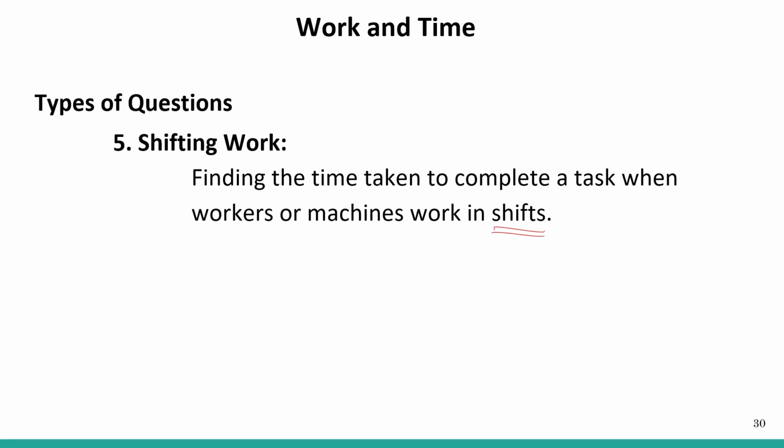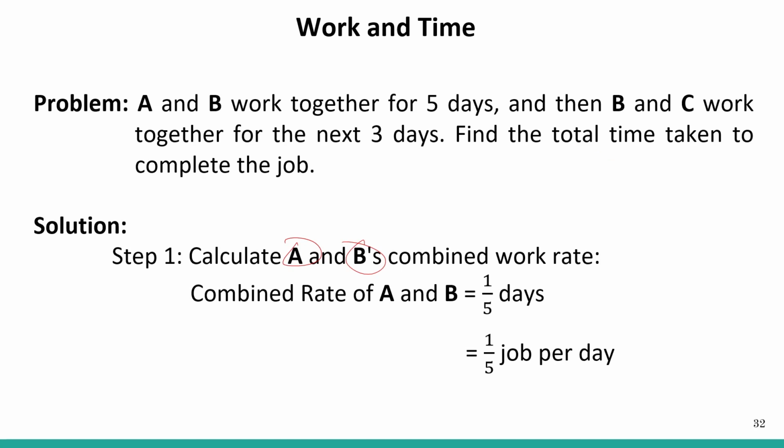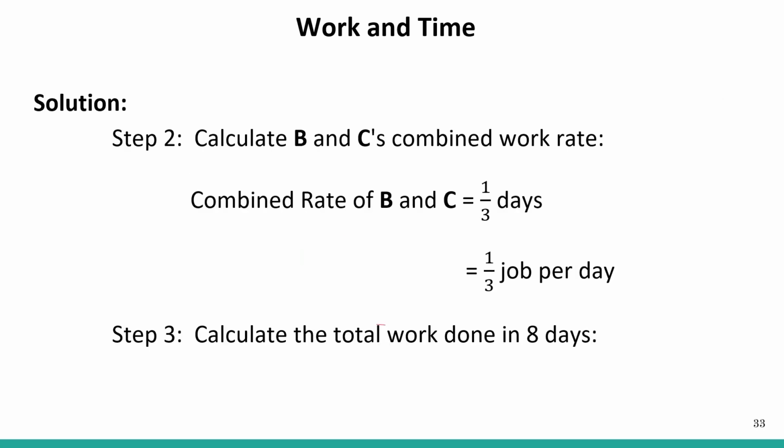So shifting of work. Okay, let's see an example. If A and B work together for 5 days and B and C work together for the next 3 days, find the total time taken to complete the job. So 1 by 5 is the amount of job per day. So calculate B and C combined work rate. Combined rate of B and C is equal to 1 by 3 days, so 1 by 3 jobs per day.